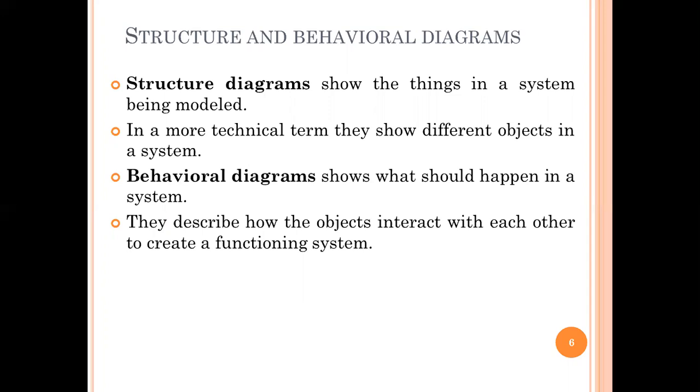Behavioral diagrams show what should happen in a system, that is, how the system behaves and what the system is going to do. They describe how the objects interact with each other to create a functioning system. This diagram shows the internal functioning, how the objects are going to interact with the system. These are the two types of UML diagrams, structural and behavioral.